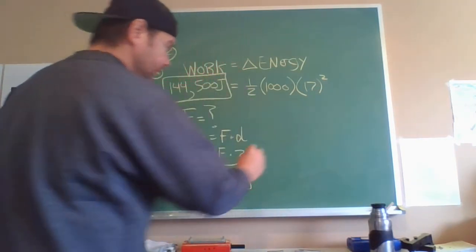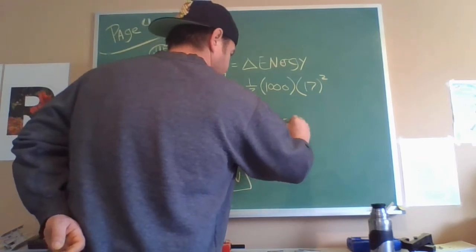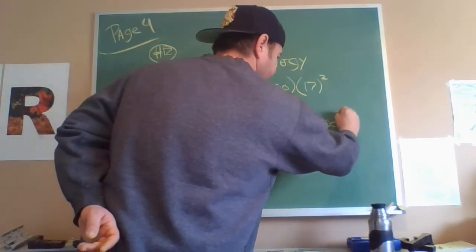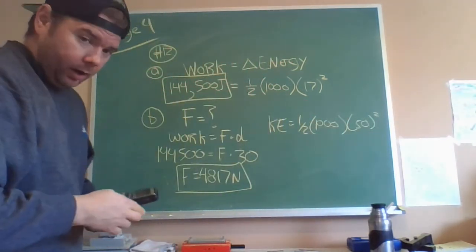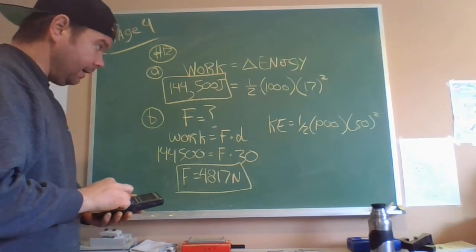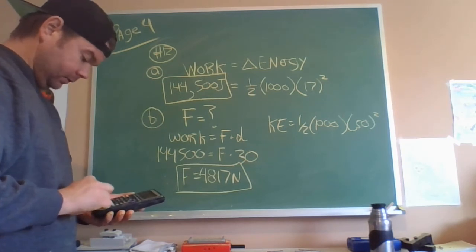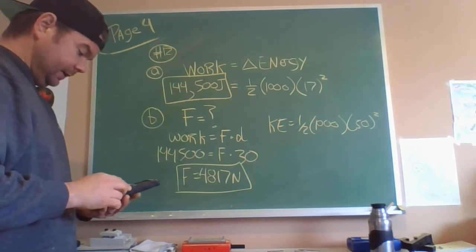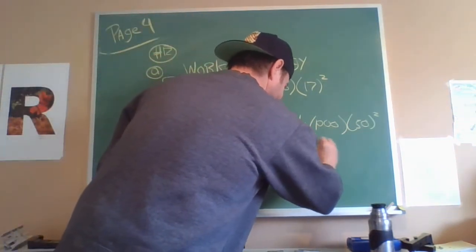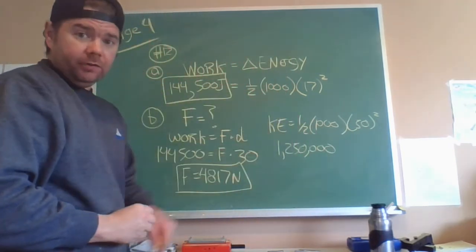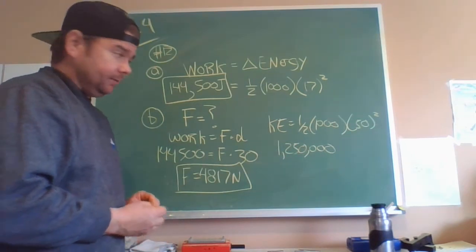Now the car is moving faster, so we can figure out its new kinetic energy. If the car is moving at 50 meters per second, how much kinetic energy, or in other words, how much work is going to be required to get this thing to stop? I could do 50 times 50 times 1,000 divided by 2, which is, wow, 1,250,000 joules. That's how much kinetic energy the car has. That's also how many joules of work is going to be required to get it to stop.